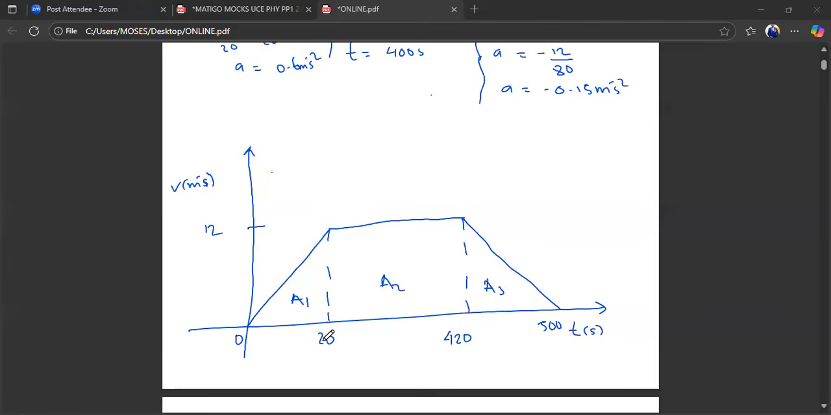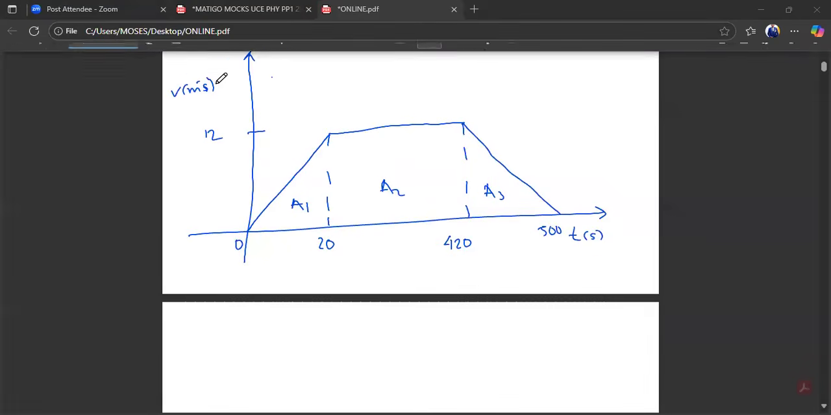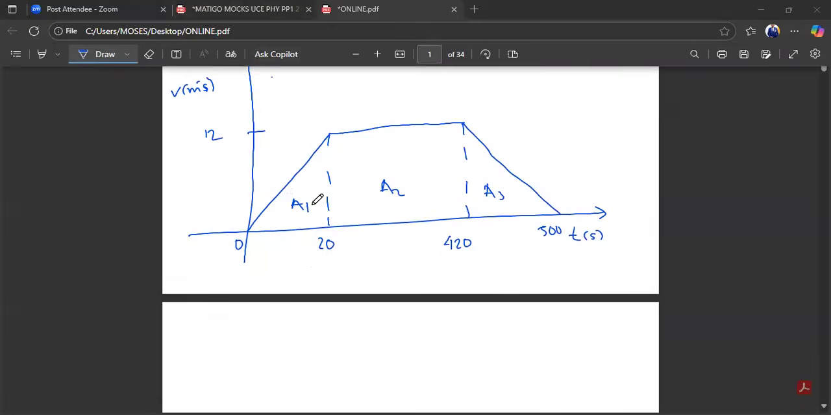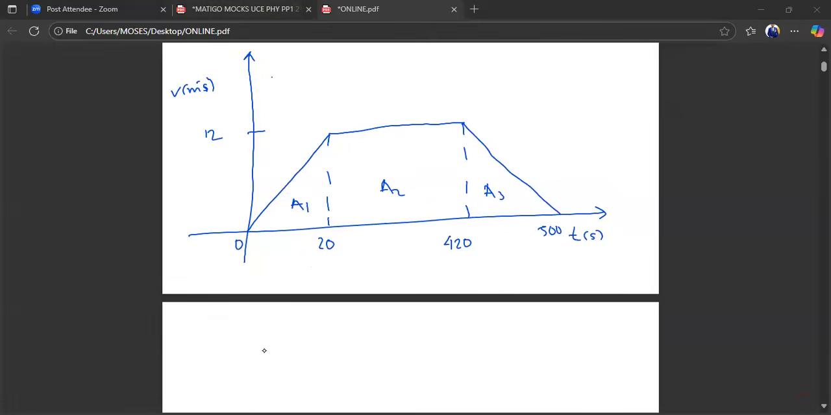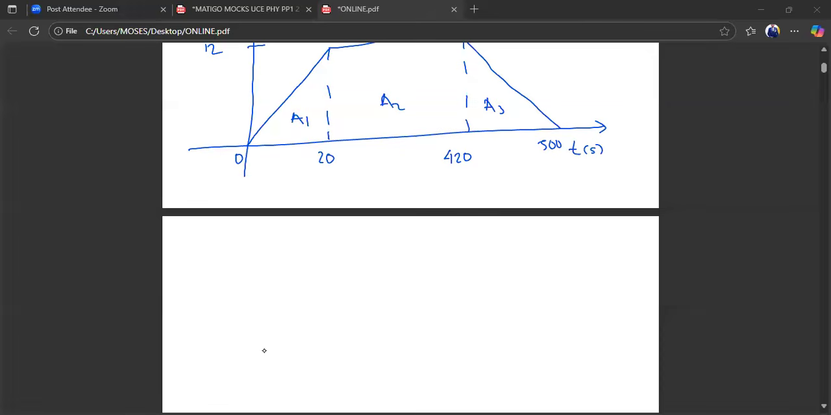Okay, let us now go on getting the distances. Distances here, in the first stage, we have a triangle. So our area A1 is going to be a half times base times height. That is our area A1.